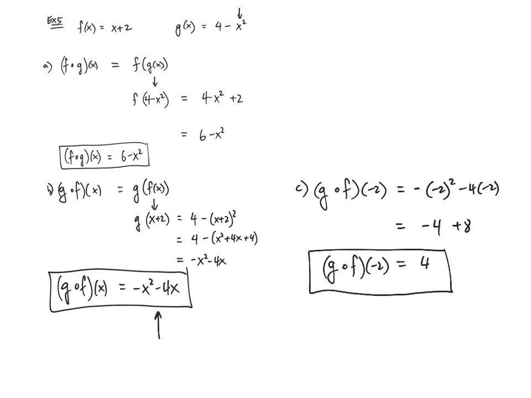You could also check to see if that's correct by doing it one step at a time. So g of f of negative 2: you could start by plugging in negative 2 into the f function, right here. If you plug in negative 2 there, the output would be 0. Then you would take that 0 and plug it into the g function right there. If you put 0 there, you'd get 4 minus 0 squared, which is 4. So regardless of whether you go through the composition or you go through one machine at a time, you end up with the output of 4.